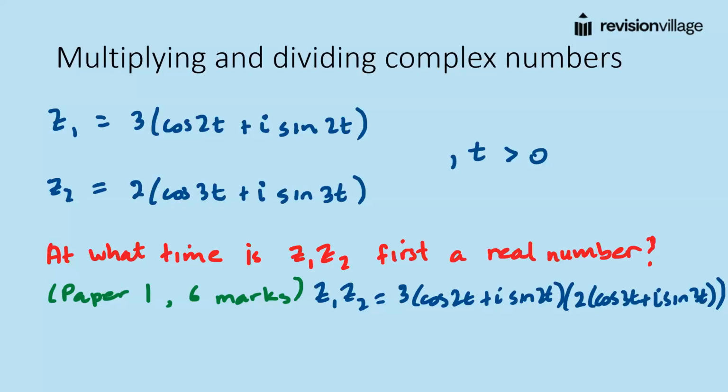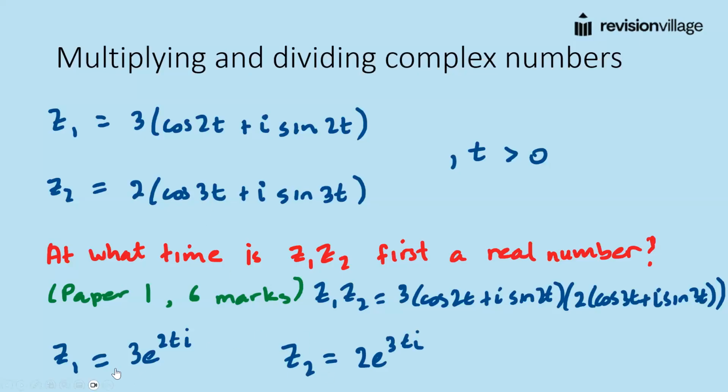So what we would do in this case is convert them first into Euler form. That would be the first step for a mark or two. We know for this first complex number, it has a modulus of 3 and an argument of 2t. So straight away we can say very quickly, z1 equals 3 times e to the power of 2ti. The second complex number has a modulus of 2 and an argument of 3t, so z2 equals 2e to the power of 3ti.